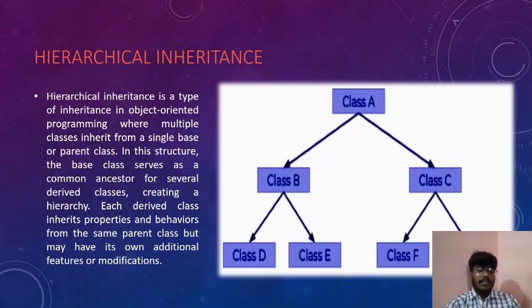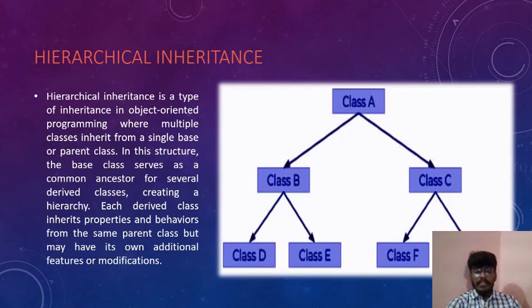Then the fourth type, hierarchical inheritance. Hierarchical inheritance is a type of inheritance in object-oriented programming where multiple classes inherit from a single base or parent class. You can see the example here. In this structure, the base class, class A, serves as a common parent for several derived classes like class B, class C, class D, class E, class F, like this.